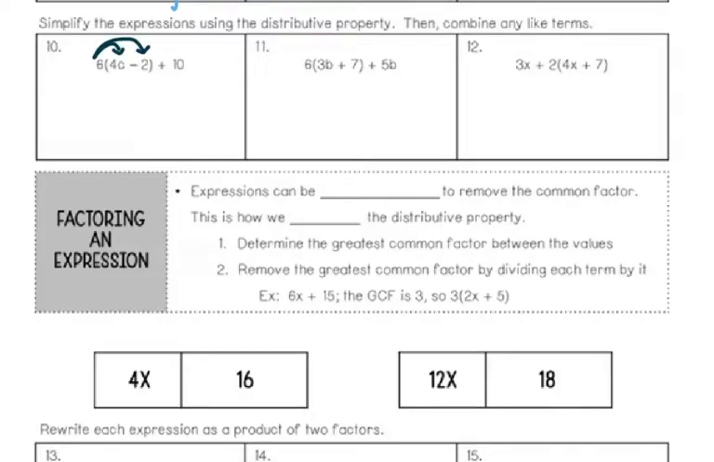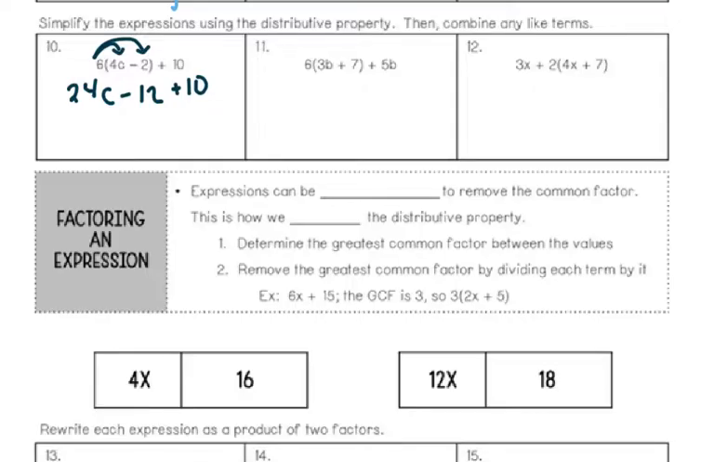First, I see that 6 next to the parentheses, so I'm going to distribute that 6 to the terms inside of the parentheses. 6 times 4c is 24c, and 6 times negative 2 is negative 12. Then I've got this final term already outside of the parentheses, plus 10, so I'm just going to bring it down, plus 10. And now we can look to combine any of the like terms.